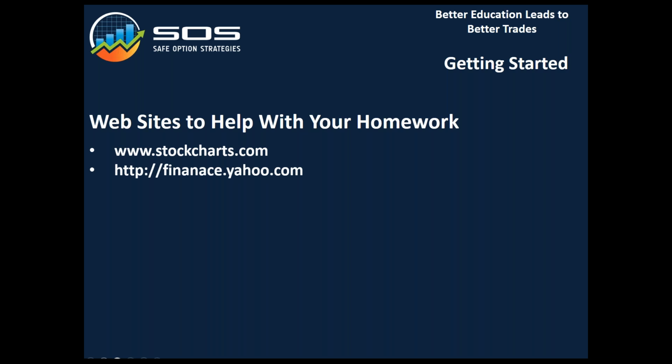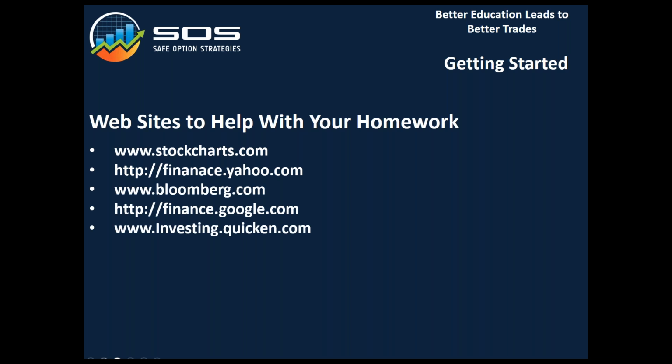I like finance.yahoo.com, largely because I'm so familiar with it. I've used it for so long that I know even when they make changes to their website, it's not hard for me to find information I'm looking for. But there's other good sites. Bloomberg, Google has a finance page. If you use any Quicken products like QuickBooks or anything like that, investing.quicken.com has some good tools. MoneyBlock is a website that I like some of their tools. You don't have to have an account with them to use some of their tools.